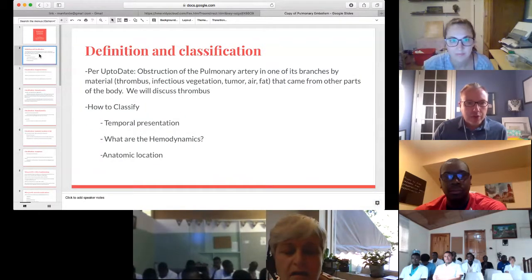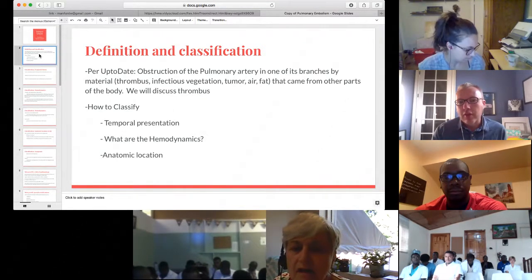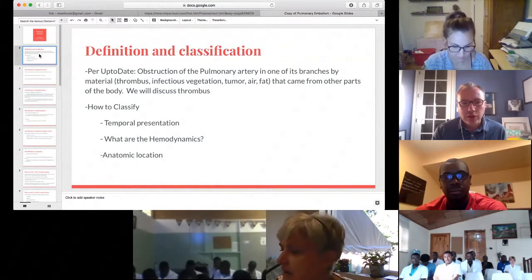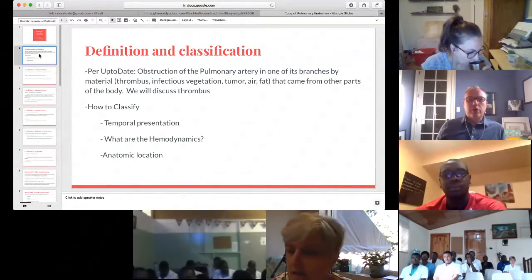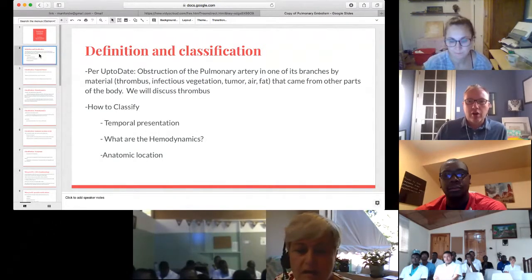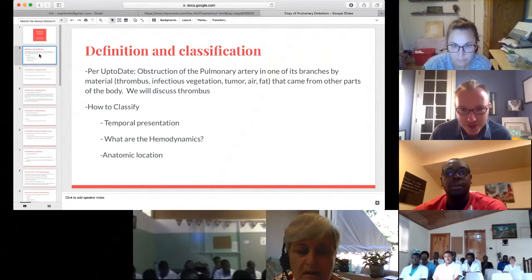So first of all, we're going to start with definition and classification. I don't know if you have access to UpToDate, but a lot of the information you can find there, which I think is a good resource if you want to re-review it. The definition per UpToDate of a pulmonary embolism is an obstruction of the pulmonary artery or one of its branches, and classically we think of pulmonary embolism as being thrombus. And I'll pause and let you translate.